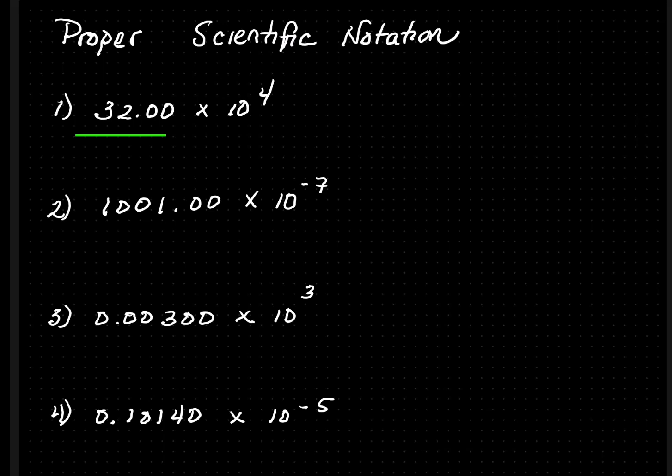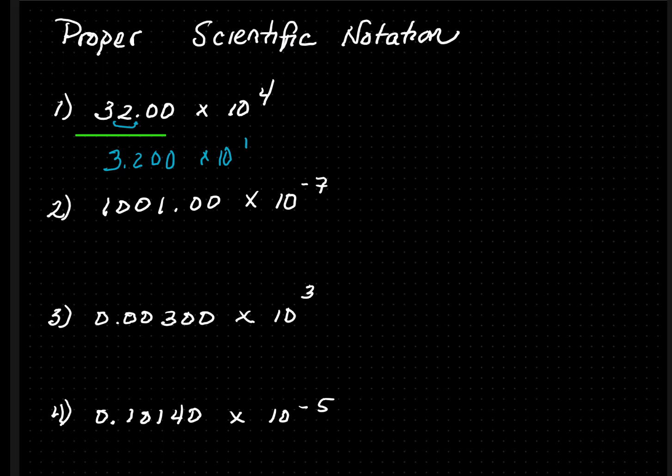To do that, we're going to locate the decimal, which is given right here, and we're going to move it until we have 1 digit left of the decimal. That means I have to move this to the left. So when I do that, this becomes 3.200 times 10 to the first. Because this is a big number, it's going to have a positive exponent, and I moved the decimal once.